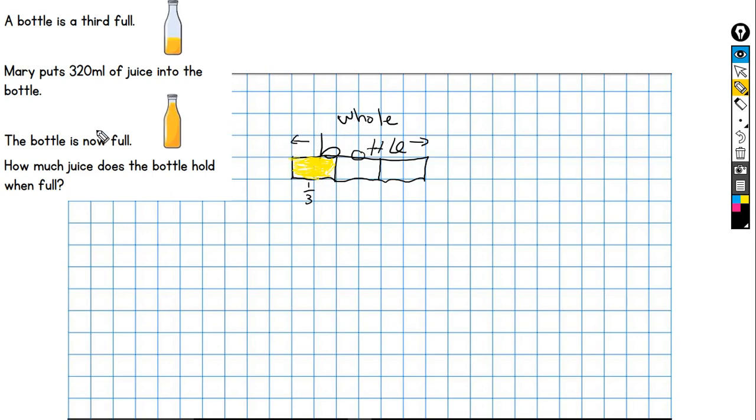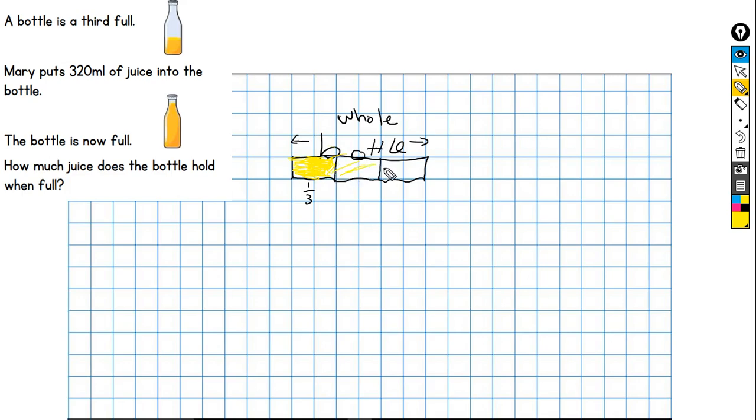Then what happens? Mary puts 320 millilitres of juice into the bottle and the bottle is now full. What does that tell us? So what's shaded now? Is that full now? Yes. And is that full now? Yes. So what I want you to do is just do it with lines so that we can see. And we know it's still juice, but okay.